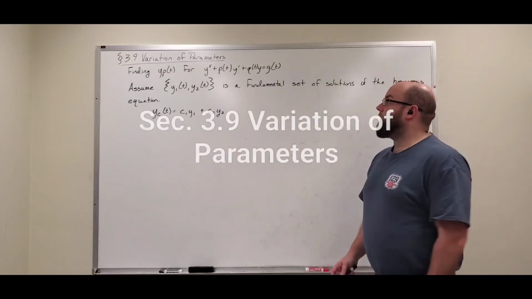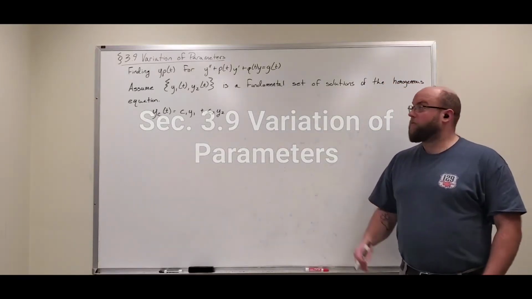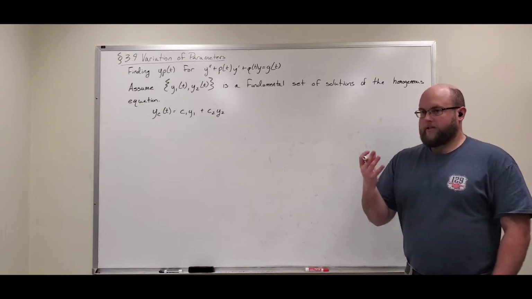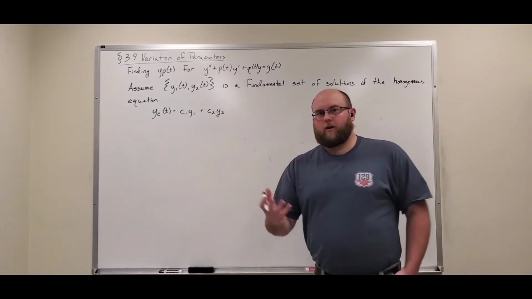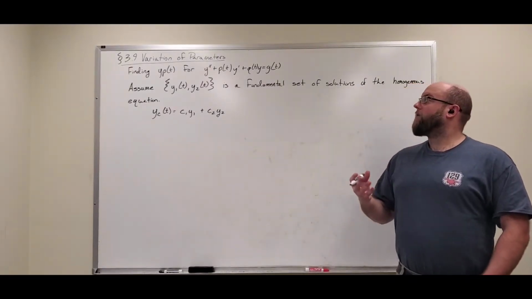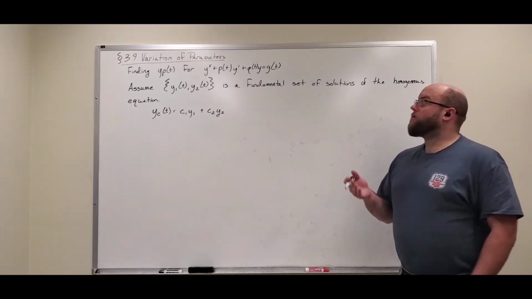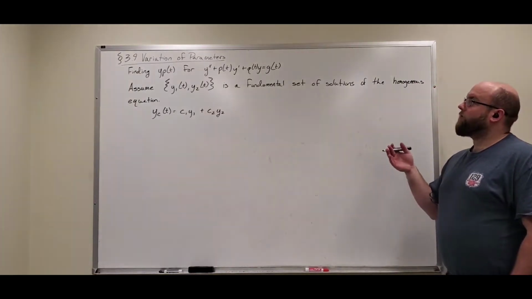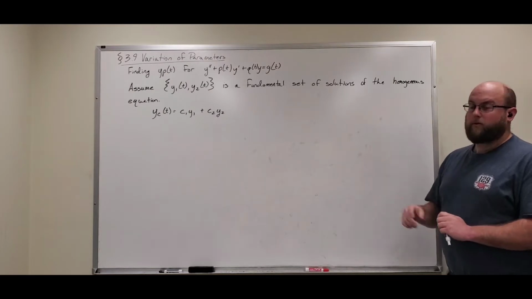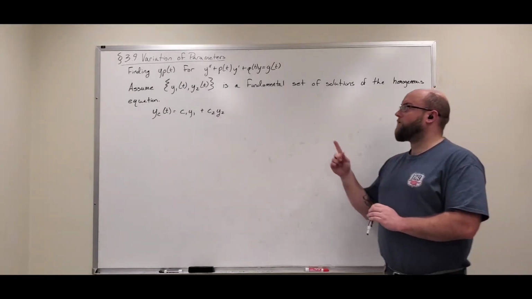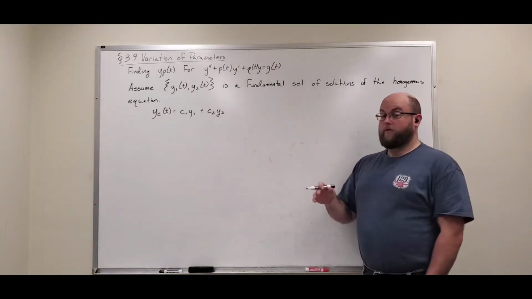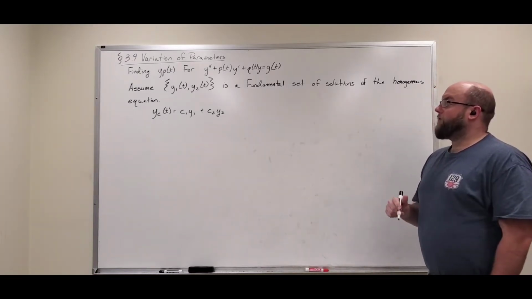Hey everybody, this is section 3.9, variation of parameters. This is a new method that we'll be talking about today on how to find a particular solution to the general second order linear differential equation y double prime plus p of t y prime plus q of t y is equal to g of t.